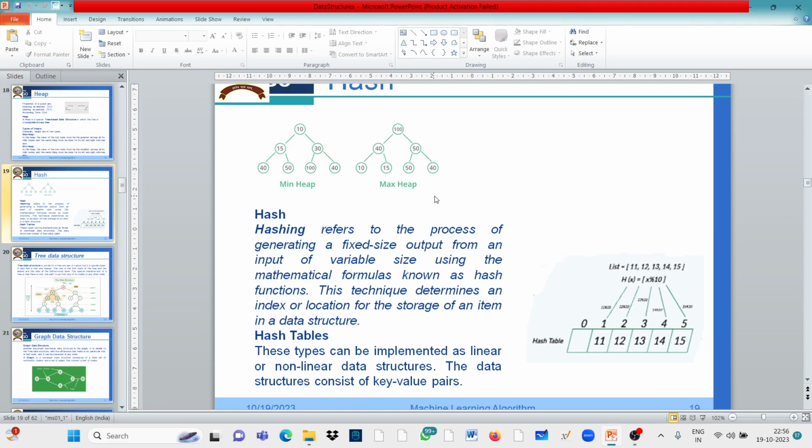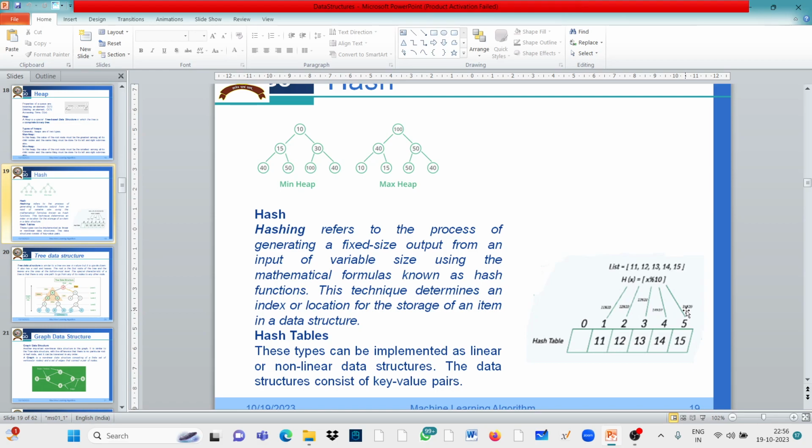Now we are using a hash table. These can be implemented as a linear or non-linear data structure, and the data structure consists of key-value pairs. For example, you see we have indexes 0, 1, 2, 3, 4, 5, like that, all indexed there.